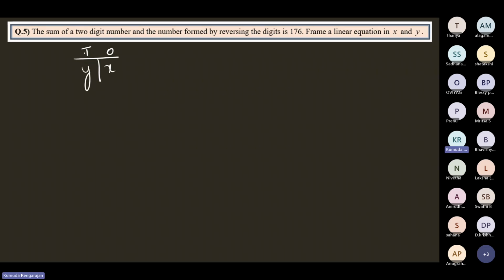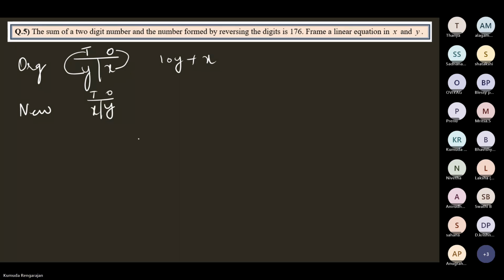So what is the number? 10 into Y, 10Y plus 1 into X, or X. This is the original number. What's the new number? The digits are reversed. So what's the expression for the new number? 10 into X plus 1 into Y. This is the expression for the new number.